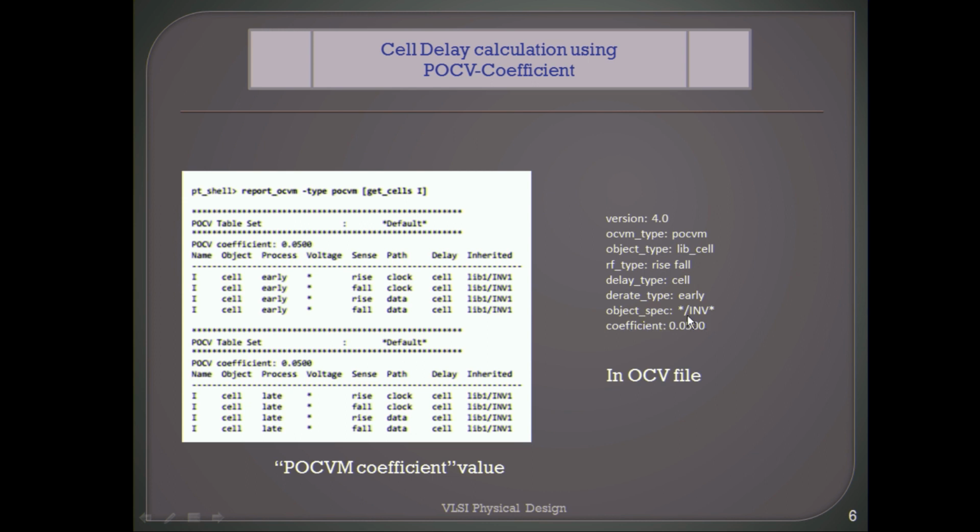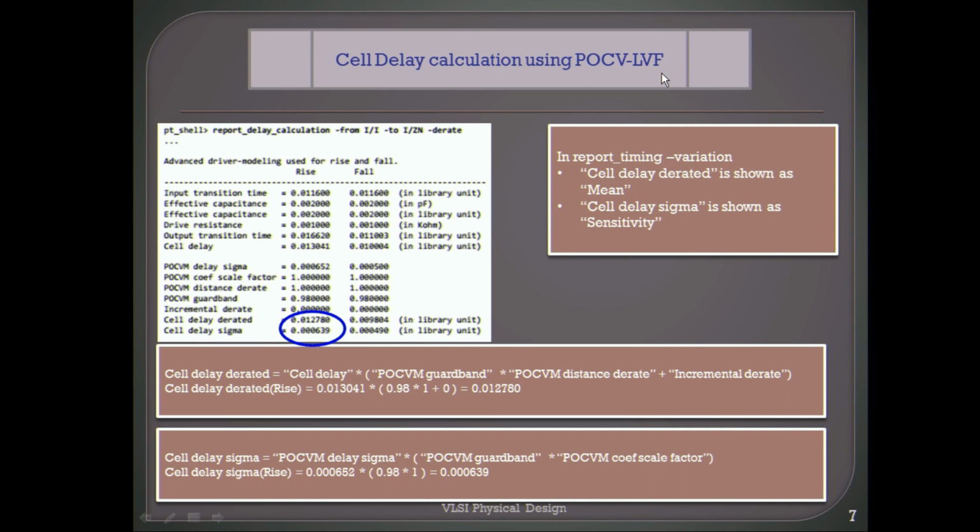But this coefficient is calculated using a single slew and load value, which is not correct. In reality the input slew and the load will be varied. So that's where LVF is introduced. LVF is nothing but Liberty variation format. You can use the same command to know how LVF is calculated for a particular cell. The only difference is, instead of POCV coefficient we will have POCV delay sigma, and there will be minor changes in the cell delay derated and cell delay sigma calculations.